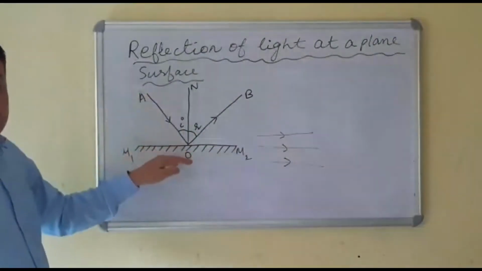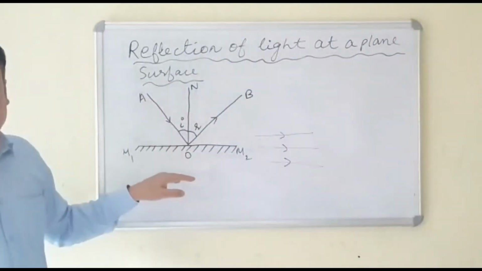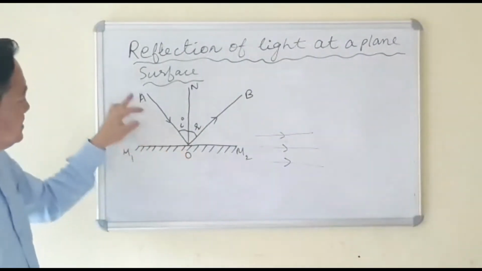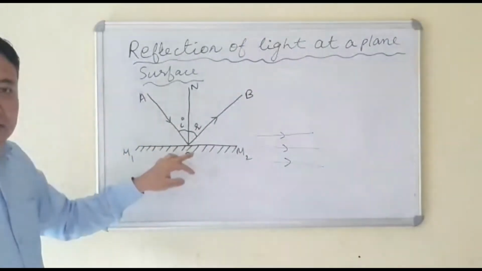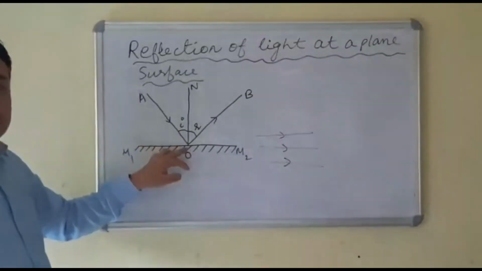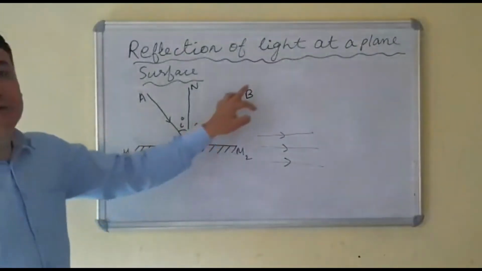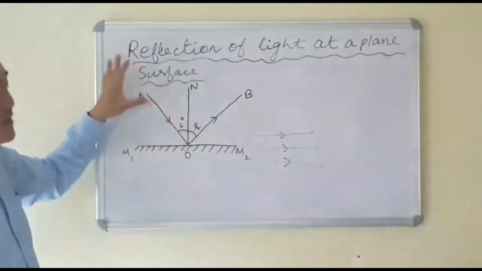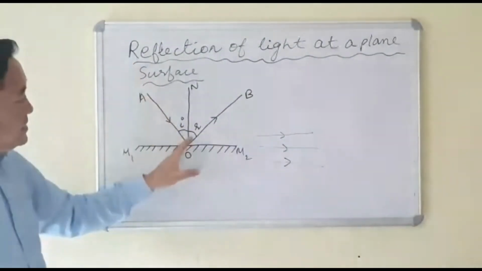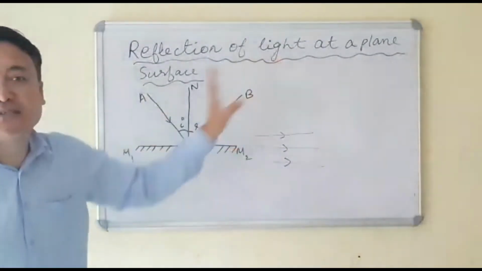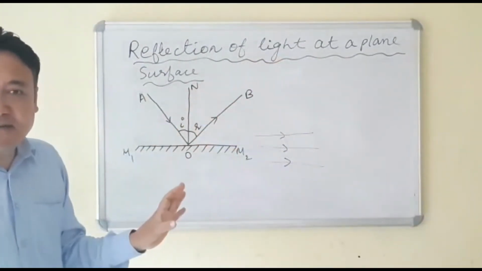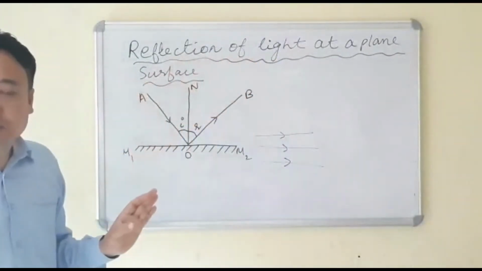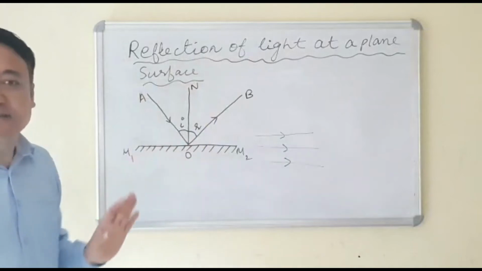Now AO is the ray of light which falls on the reflecting surface, that is the plane mirror, and this ray of light is coming from here. After striking this reflecting surface, the ray of light will go back to the same medium. That means the ray of light AO is coming from one medium, and then it will bounce back to the same medium. Reflection of light takes place when the ray of light travels from one medium and goes back to the same medium.